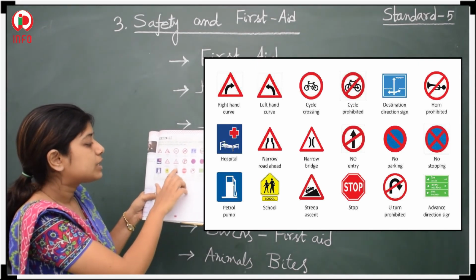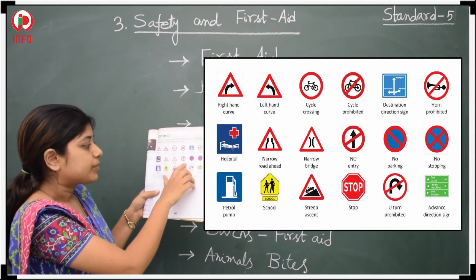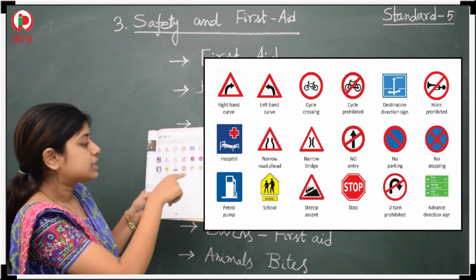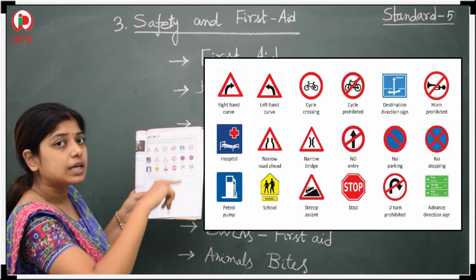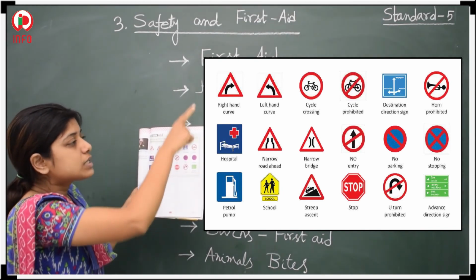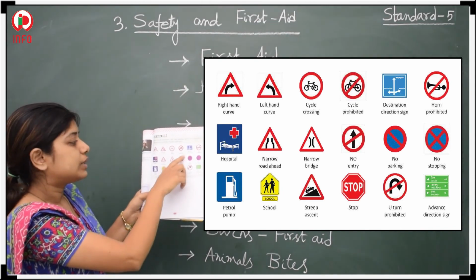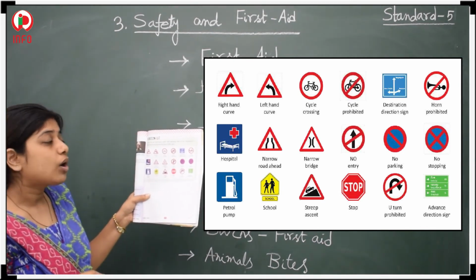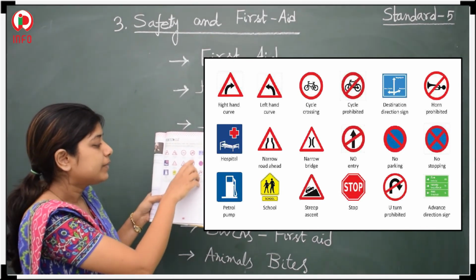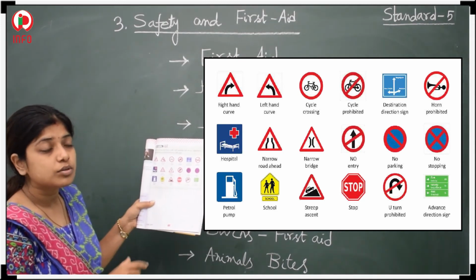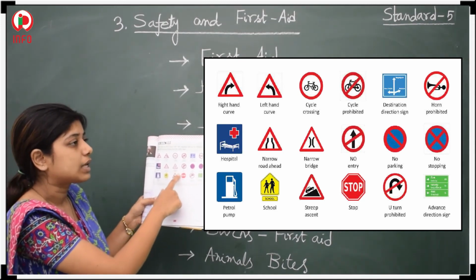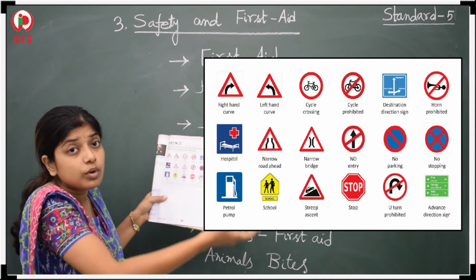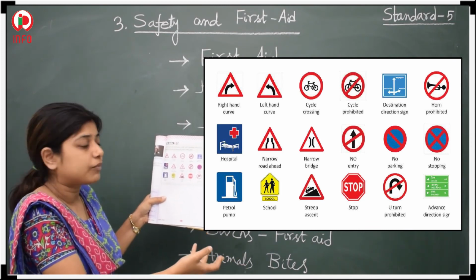See here, this one is the no entry sign. One arrow sign is there and the arrow is cut with the help of one red color. So this one is the symbol or sign, whatever it may be. This one is the no entry. So if this kind of sign is there, you are not allowed. You can't go there further.